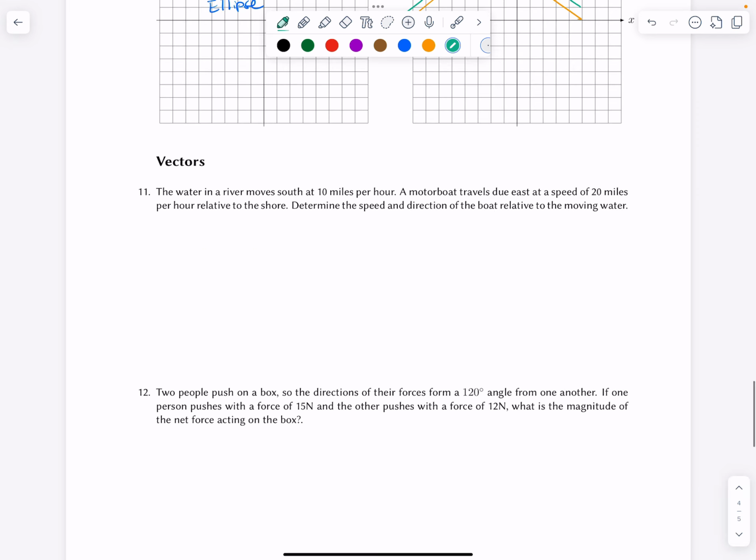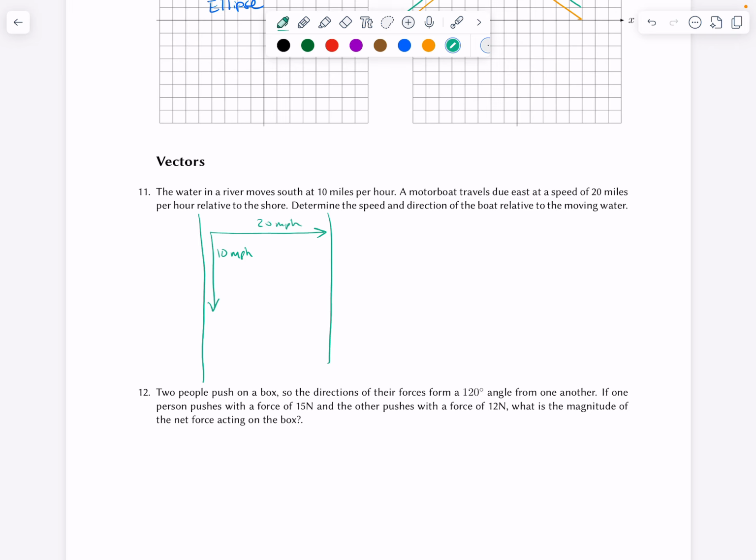All right, moving on. 2 more. We have the water and the river. Okay, let's draw this situation. We have a river, and the water is moving south, so we'll say south is that direction. And we're going 10 miles per hour. At the same time, a motorboat is trying to go across, a speed of 20 miles per hour due east. So let's go like this, 20 miles per hour.